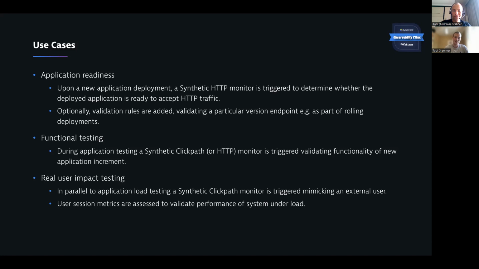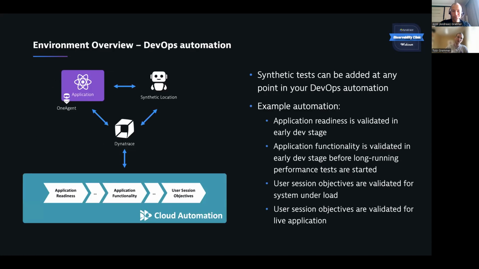Exactly. Before we jump into the demo, a quick environment overview. The example automation pretty much tells you everything I just told you in the slide before, so I'm not going to dive in deep. Just for your understanding, synthetic tests can be added at any point in your DevOps automation, right? And for our DevOps automation, today we pick Dynatrace Cloud Automation. We set up a pipeline, a sequence in there, which interacts with, first and foremost, Dynatrace, or rather the application, right?